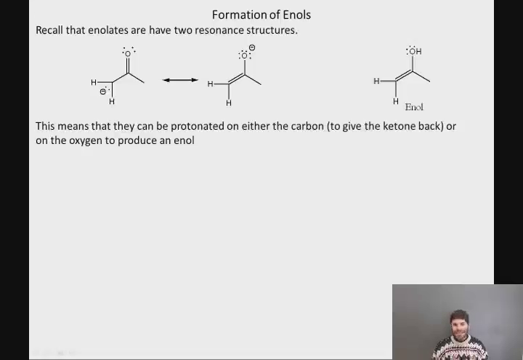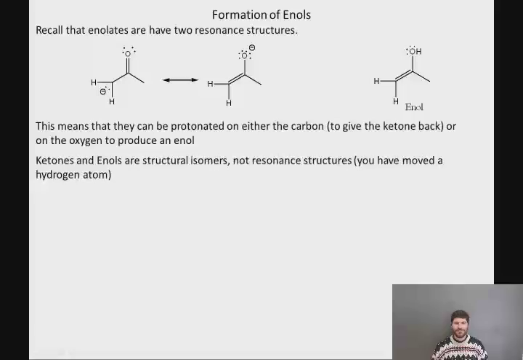Given that the enolate has these 2 resonance structures, if you were going to protonate it, theoretically it could be protonated on either the carbon, which would take you back to the ketone, or it can be protonated on the oxygen to produce what's called an enol. An enol has that name because you've got an alcohol directly bound to an alkene. One of the carbons that is participating in the carbon-carbon double bond has an alcohol bound to it.